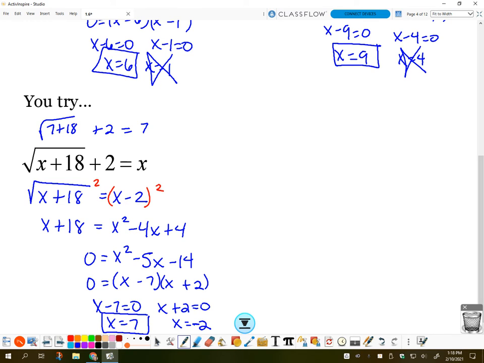If we tried a -2, then we would say -2 plus 18, which is 16. So we just say that 16 is 4. 4 plus 2 is going to have to give me -2, and it doesn't. So this answer is garbage. Alright. So that is solving when you have square roots.